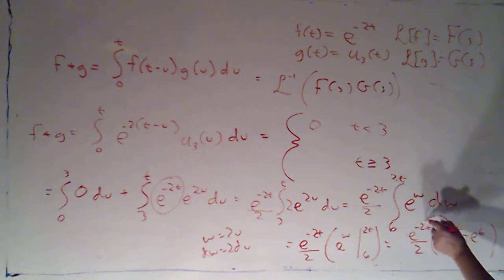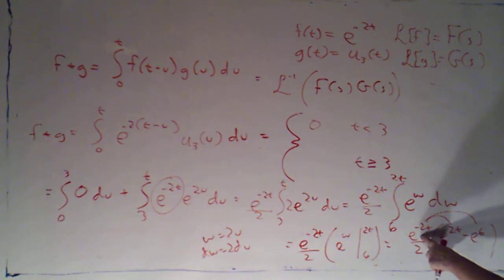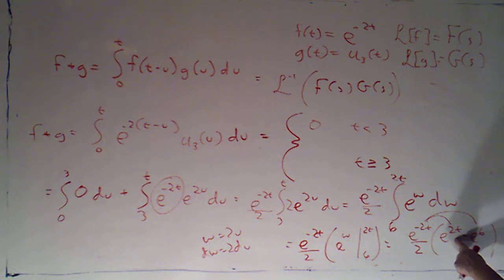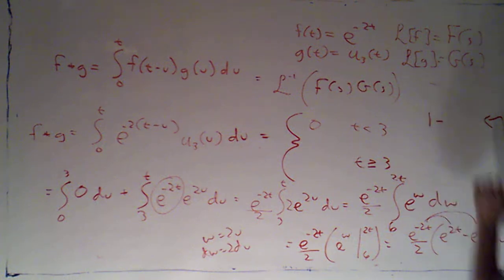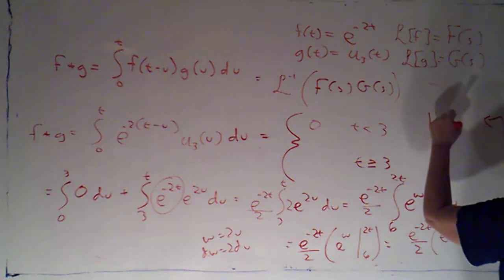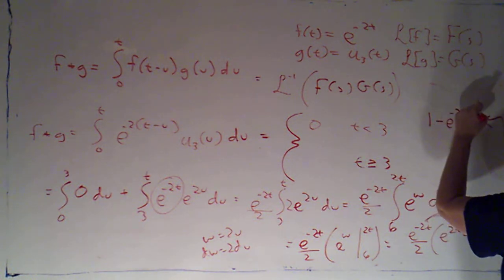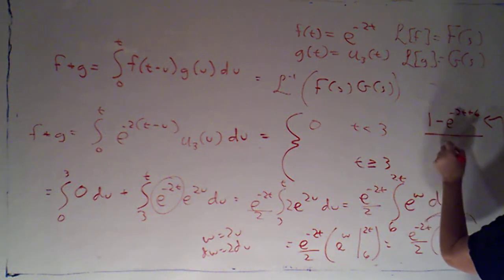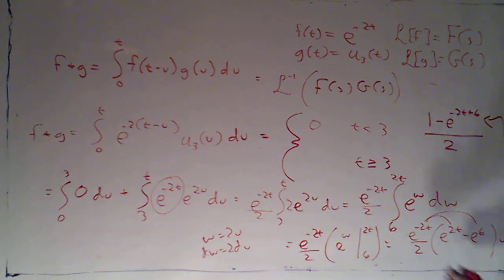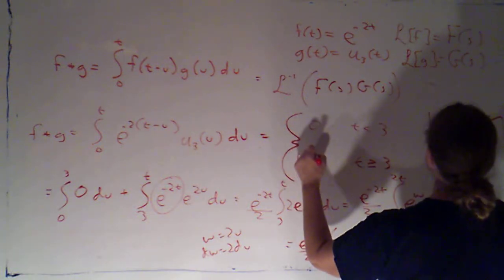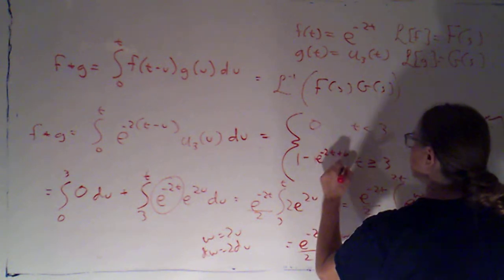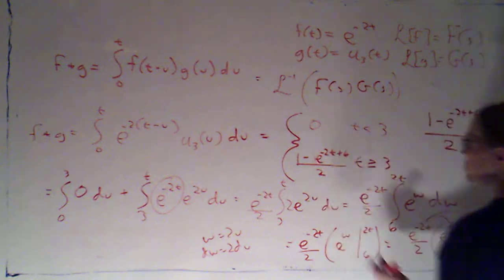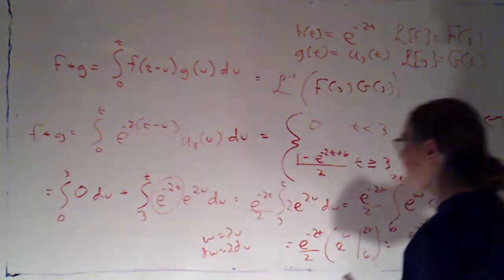So let's see if we can't simplify that. I think I'm going to just distribute this on through. Notice that e to the negative 2t times e to the 2t is just e to the 0, which becomes 1. Minus e to the negative 2t times e to the 6 is going to be e to the negative 2t plus 6. And this is all over 2. Okay. So that's what I get here: 1 minus e to the negative 2t plus 6 all over 2 if t is bigger than or equal to 3.